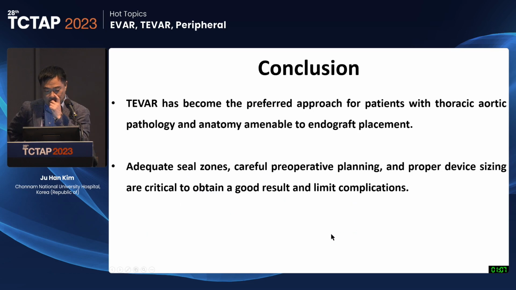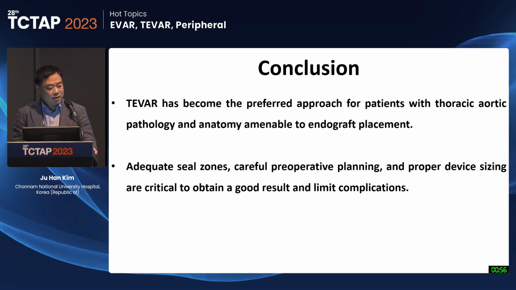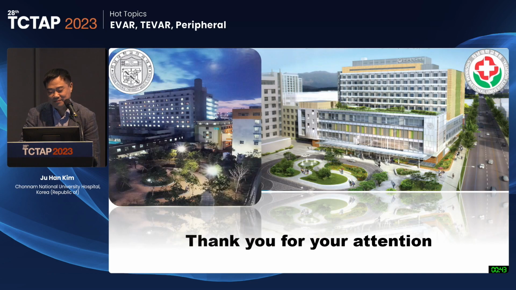So my conclusion is that TEVAR has become the preferred approach for patients with thoracic aortic pathology and anatomy amenable to endograft placement. Adequate sealing zone, careful preoperative planning, and proper device sizing are critical to obtain a good result and limited complications. Thank you for your attention.